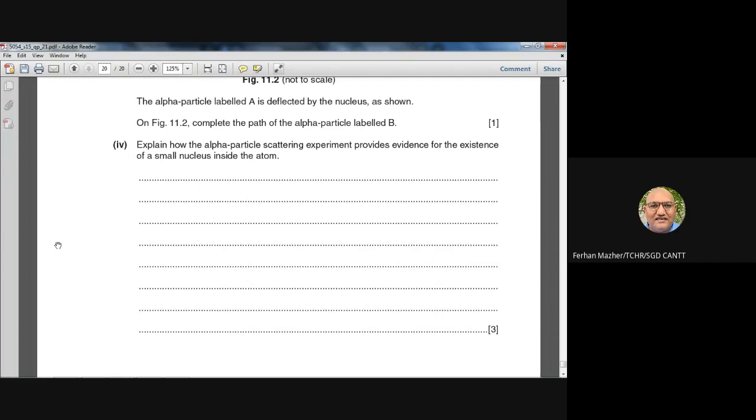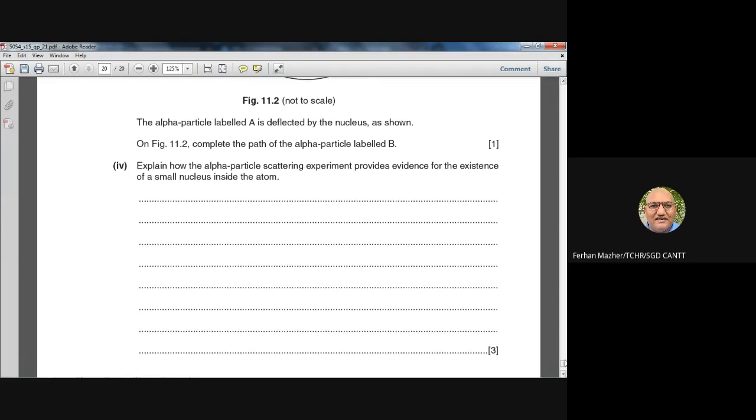From here, they concluded that most of the atom is empty space. There's nothing in it, and there is a nucleus, and the size of the nucleus is very small as compared to the size of the atom, and all the mass and the positive charge is in that nucleus. So these are the conclusions they made. I hope you will be able to write this answer.